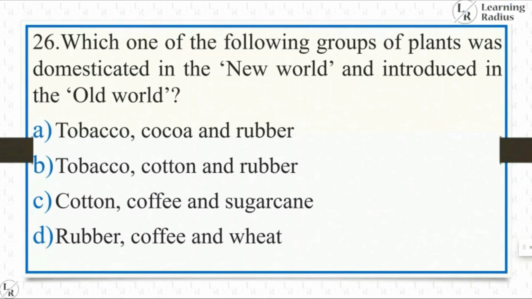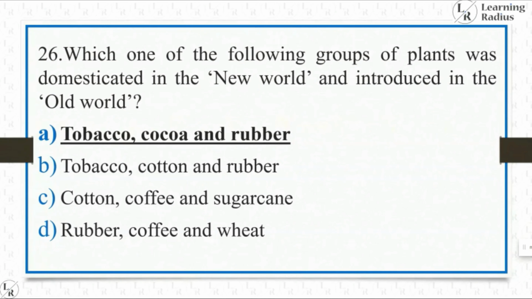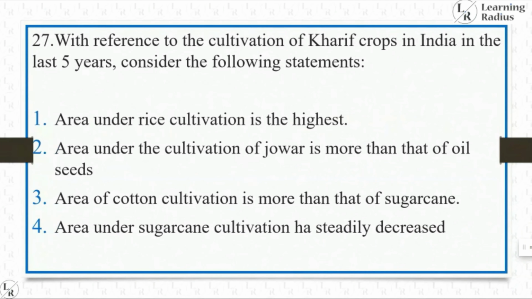It is a direct question. Which one of the following group of plants was domesticated in the New World and introduced in the Old World? The answer is tobacco, cocoa and rubber. That is, answer is A. Let's come to the next question.